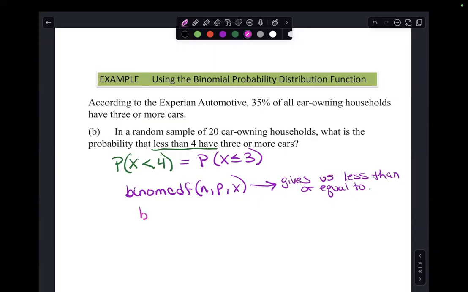So what this is going to look like: my number of trials is still 20, my probability is 0.35, my number of successes is going to be 3 or fewer. Remember that CDF stands for cumulative distribution function, and PDF is the probability distribution function. The way that I remember it: PDF, P for precise; CDF, C for cumulative. That's the only way I can get it into my brain. I'm going to pop back over to my calculator.